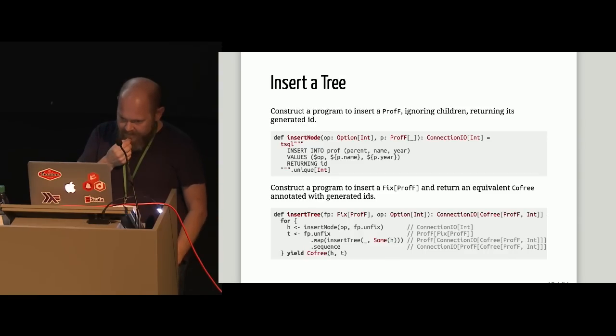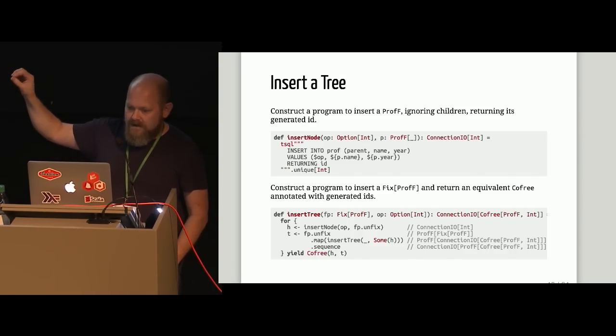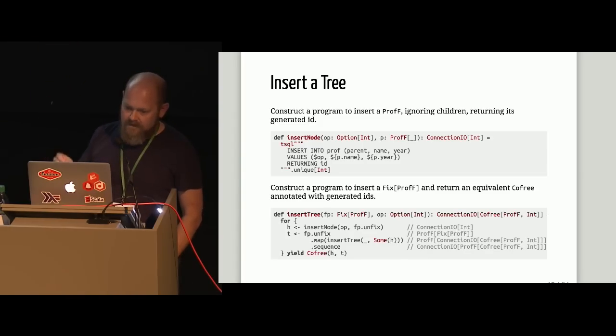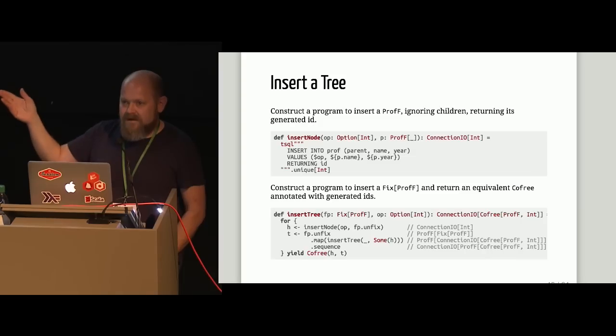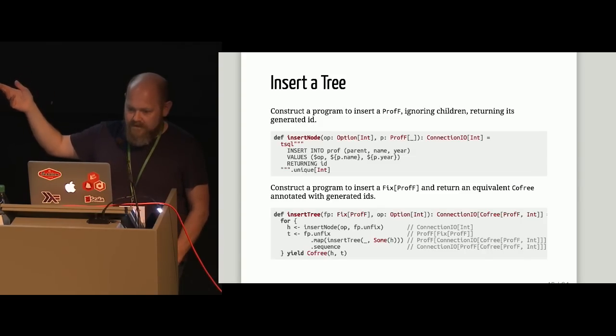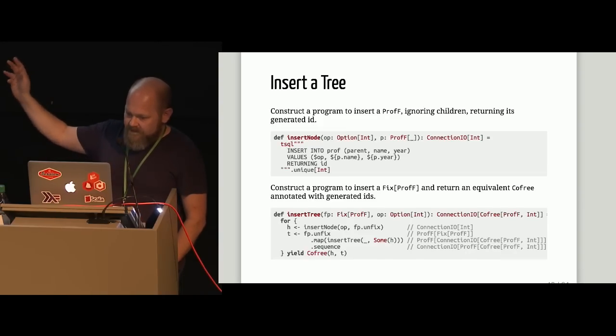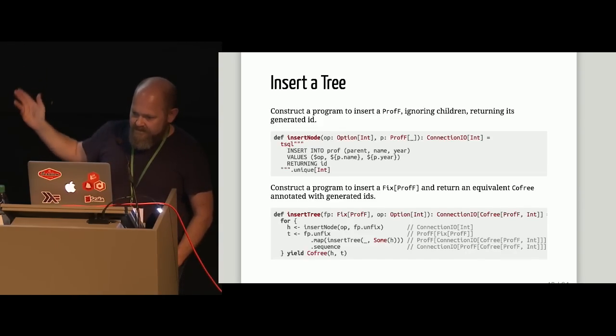So what can we do here? We get a Fix[PropF], and then we get an Option[Int], and that's the optional parent ID. So we insert that node. That's the only thing we know how to do with a PropF, and we get back a ConnectionIO of Int. So we need to flatMap it because we need a ConnectionIO of something else.